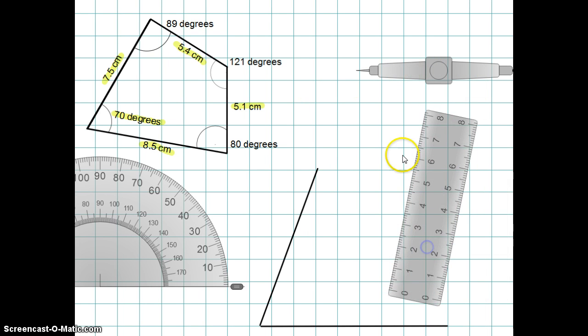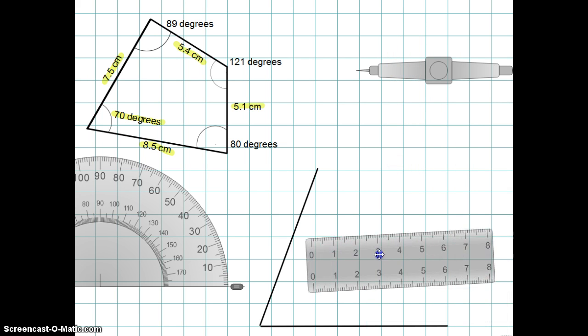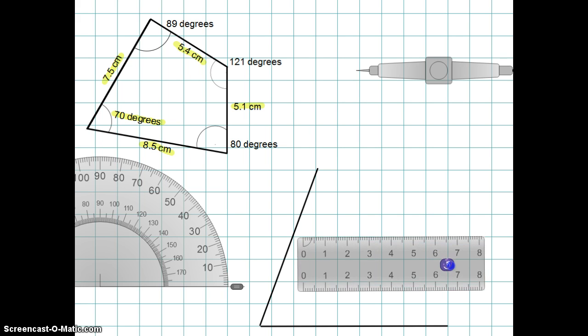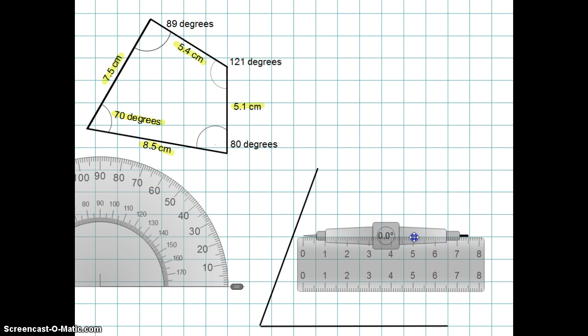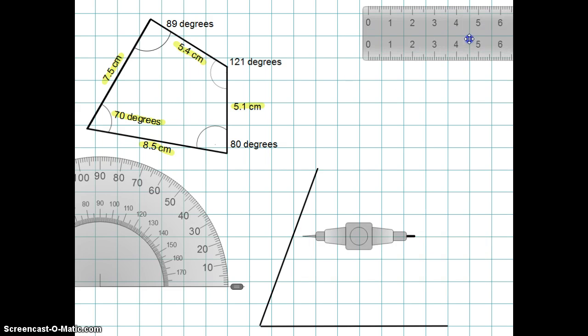And I'm going to set my compass's width to 5.1, which is right there. Then I'm going to place the tip of the needle on that vertex there, and then I'm going to make a mark. Draw an arc. Now I know that my 5.1 centimeter line has one tip over here, and the other end is going to be somewhere on that arc, right? That information is going to be very, very useful later.